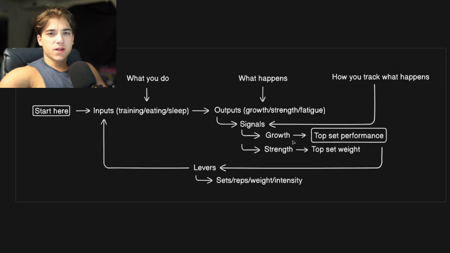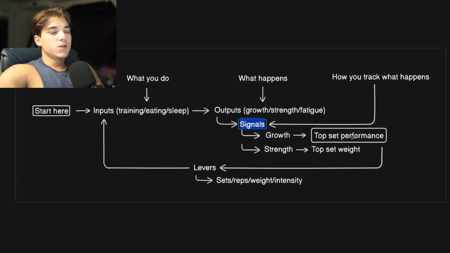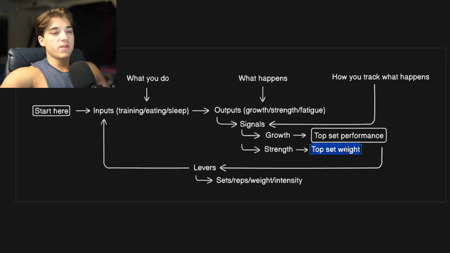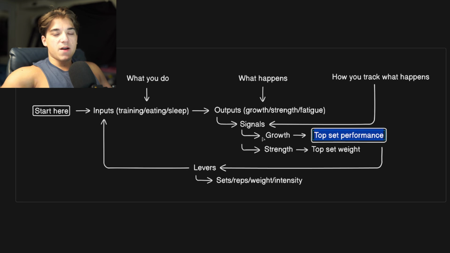Now, the main thing you need to understand to make this happen is what your signals are and what your levers are. So signals are our best indicators of performance. If your goal is to increase your bench, for example, then your top set weight for that bench session is probably your best signal in this example. Now, muscle growth is a little bit more abstract. It's not just how much weight you're lifting. To track this, what I like to use is my top set performance, which is going to be my weight for reps or reps for a certain weight at whatever intensity it is. Then your top set in this situation is usually going to be your first set after your warm-ups.